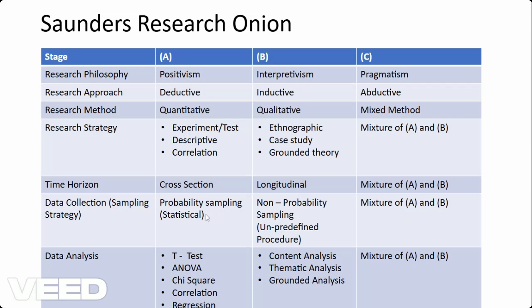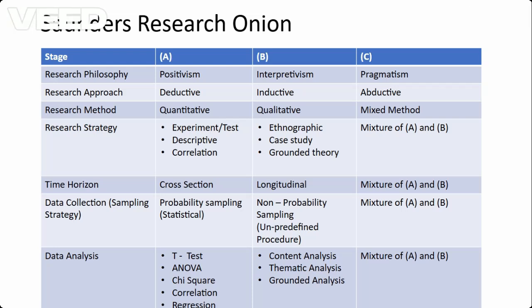Same case with the time horizon. The time horizon cross-sectional is, of course, within the same period, a short period of time. And the longitudinal is when covering maybe a period of 5 years to 10 years. And usually such researchers taking these time horizons are aligned with the research strategy. They are also aligned with the research methods, with the research approach, and with the research philosophy.